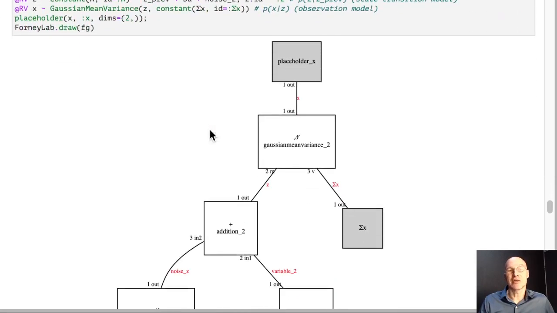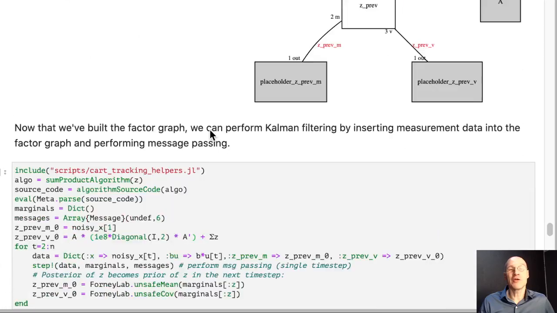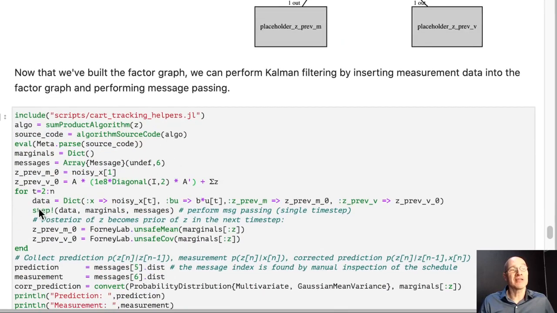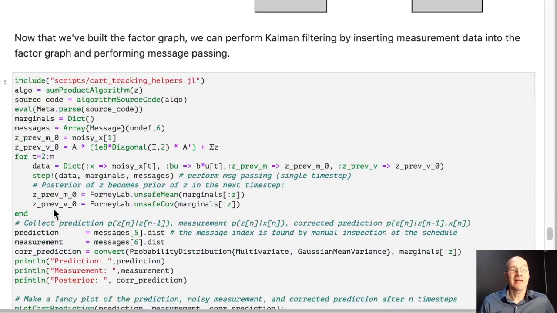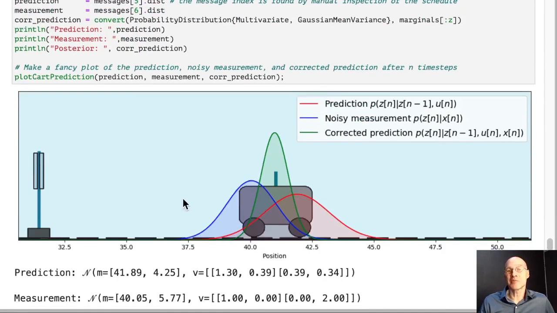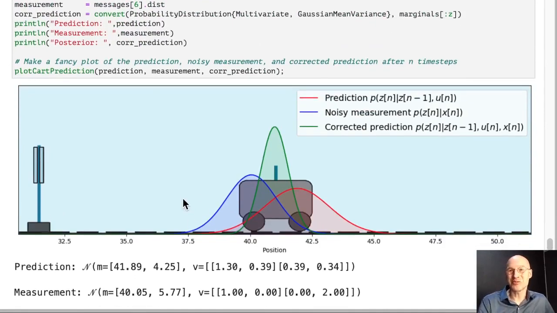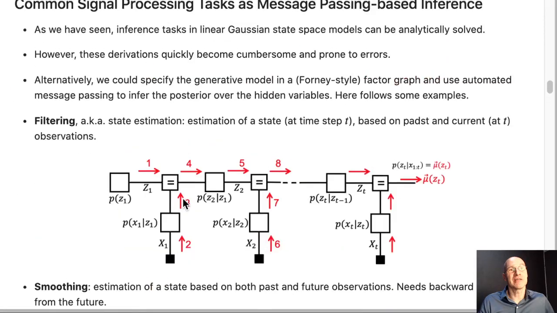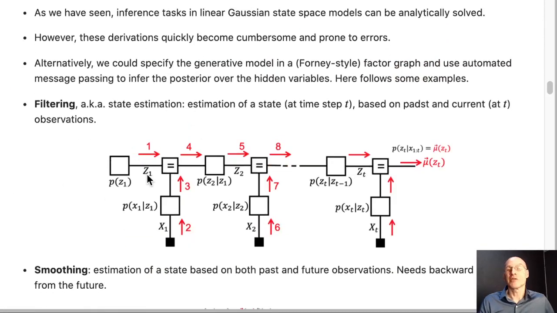You get your graph. For that graph, we say create a sum product algorithm, and then I just go through t and step through my sum product algorithm. And that will give you exactly the same graph and the same predictions. And that's interesting because we didn't have to derive the Kalman filter, but it's doing Kalman filtering. It's doing exactly what we do here, basically filtering. It just does it in a recursive way.